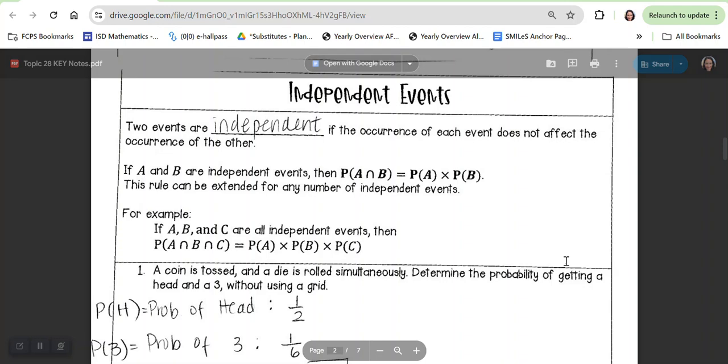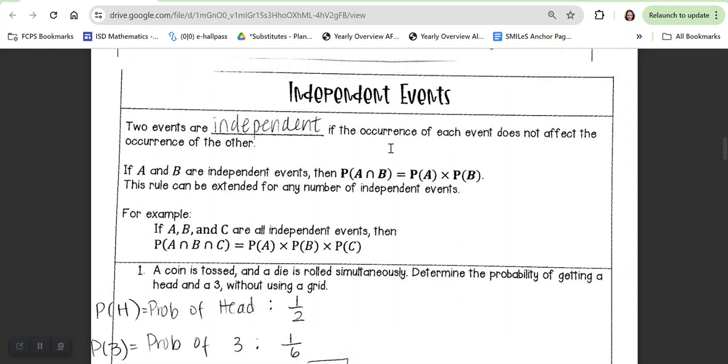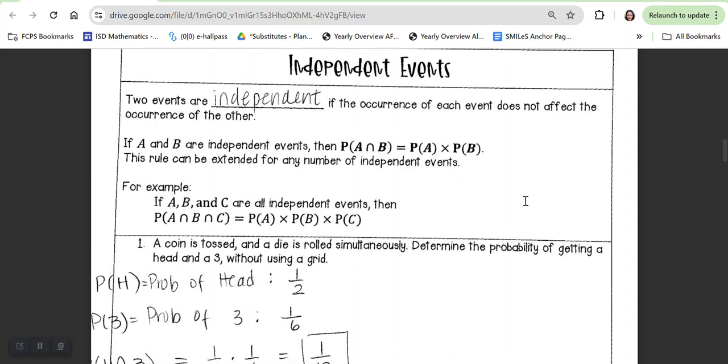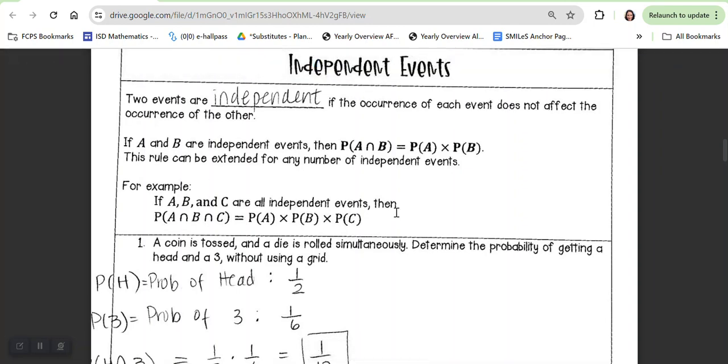Alright, similarly, two events are independent if the occurrence of each event doesn't affect the occurrence of the other. And if they're independent, the probability that both events happen is going to be the product of their individual probabilities. So probability of A times probability of B. And if you had more events, like A, B, and C, you just continue to multiply their probabilities if you want to find the probability that all those things happen.